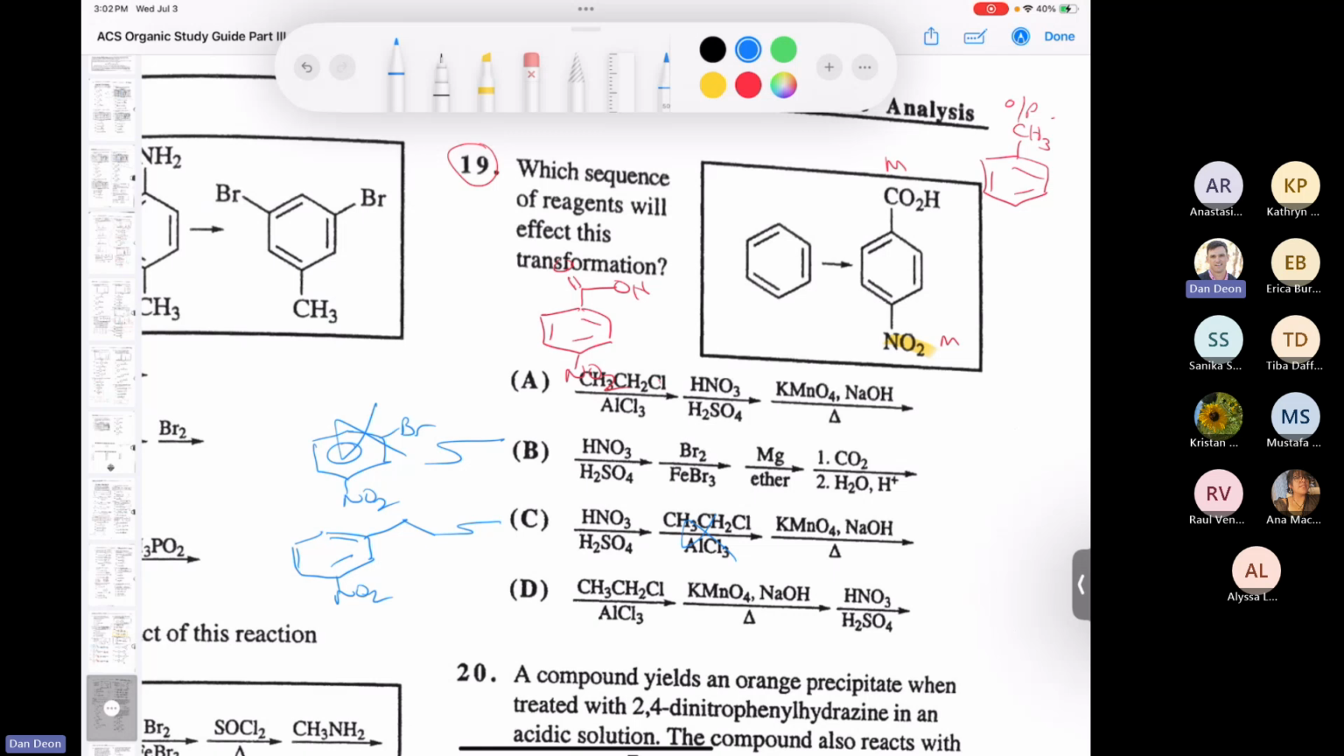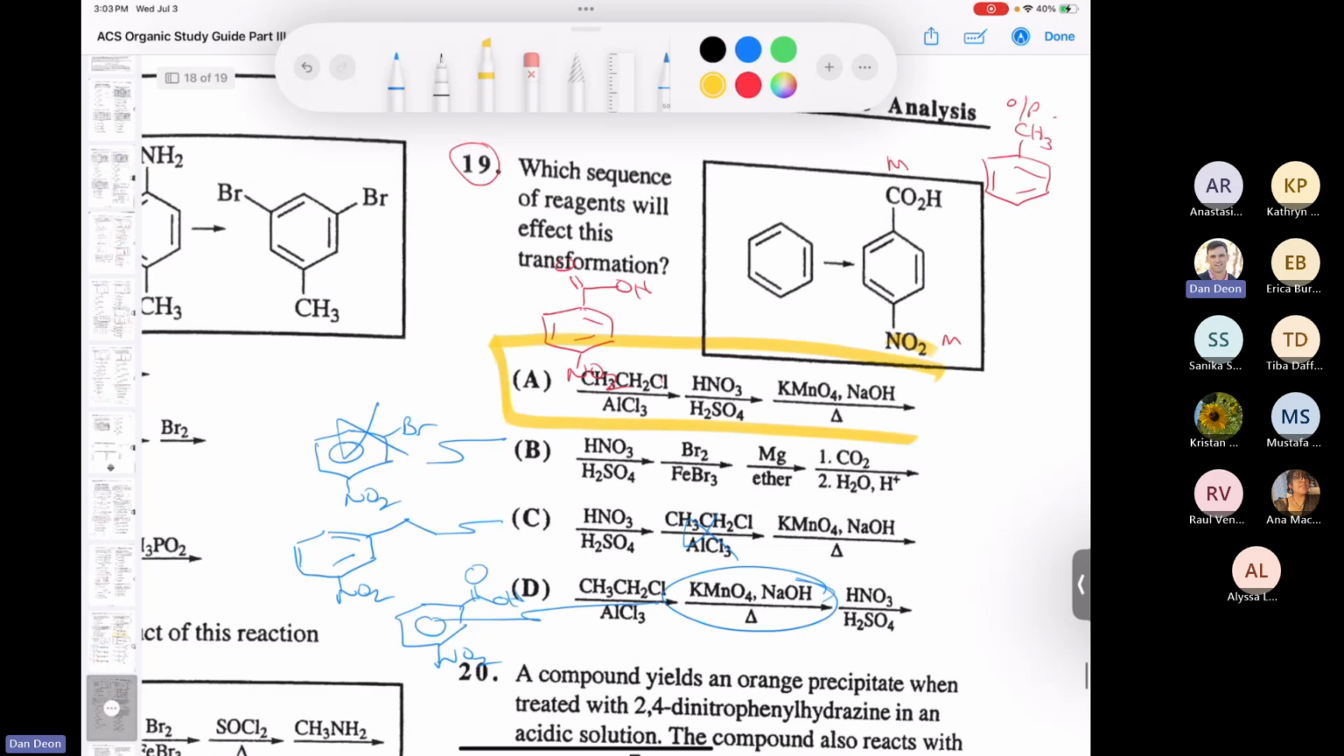Next one, you oxidize. After this step, you end up with benzoic acid. But then you try to nitrate it. Well, that's going to go in the meta position. So the answer has to be A. It's the only one that's going to put our groups in the para position, respectively.